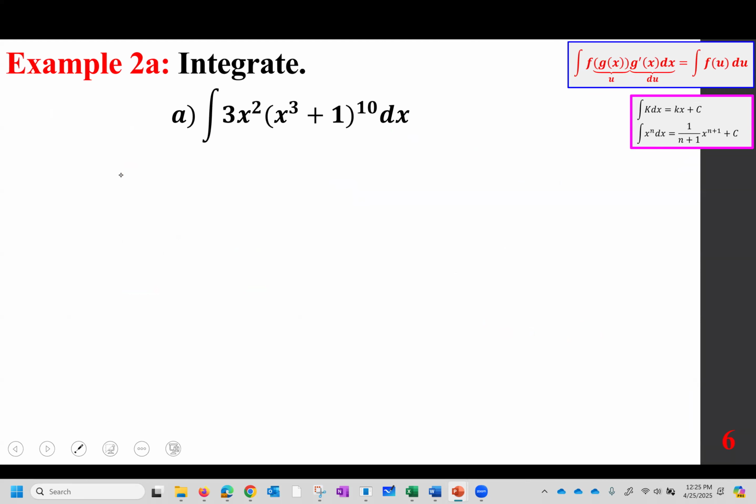Again, we have a similar example where we have two polynomial functions. One of them is x cubed plus 1. One of them is 3x squared. Of course, this is being raised to the power of 10, but I'm interested in x cubed plus 1. I hope you notice its derivative is 3x squared.